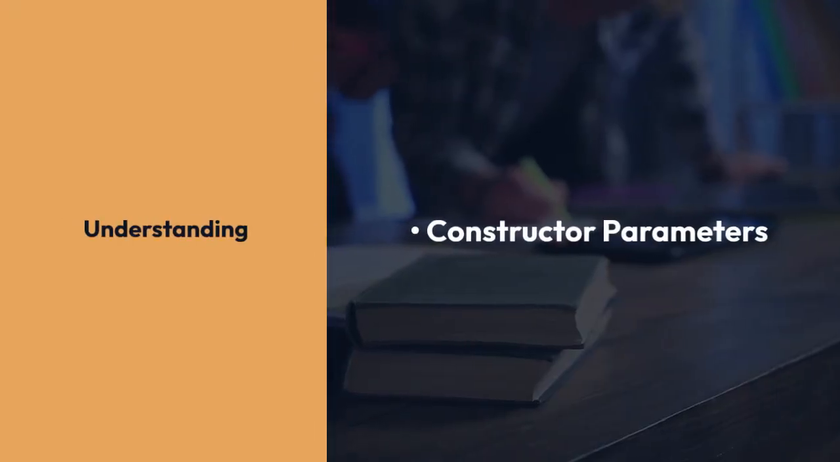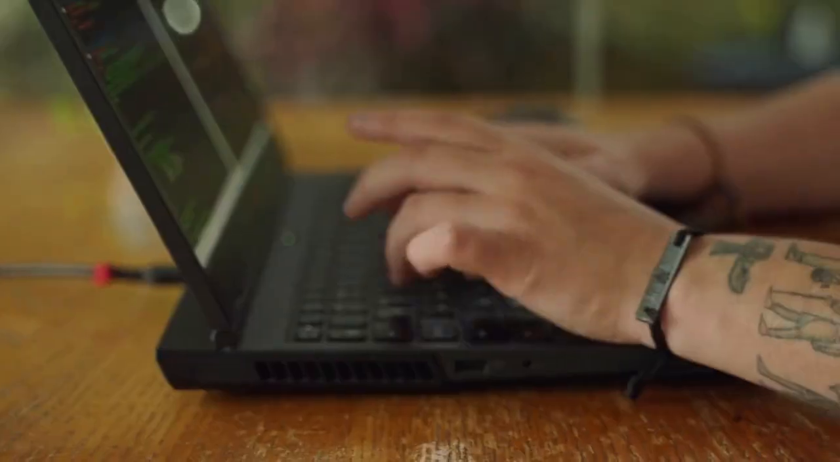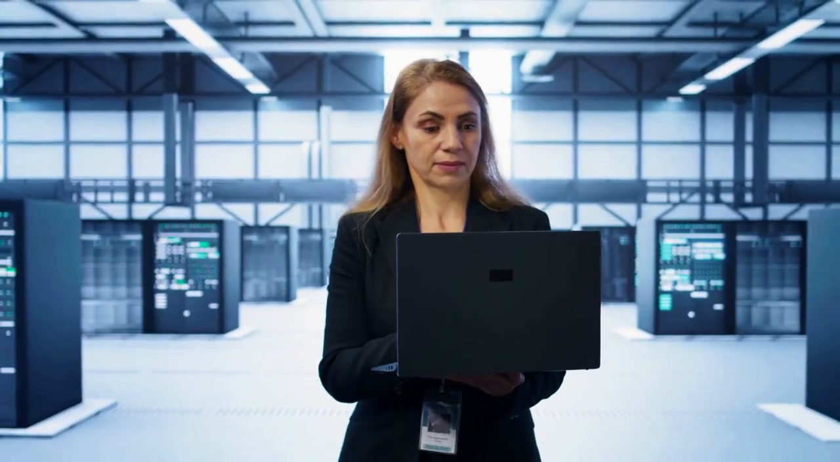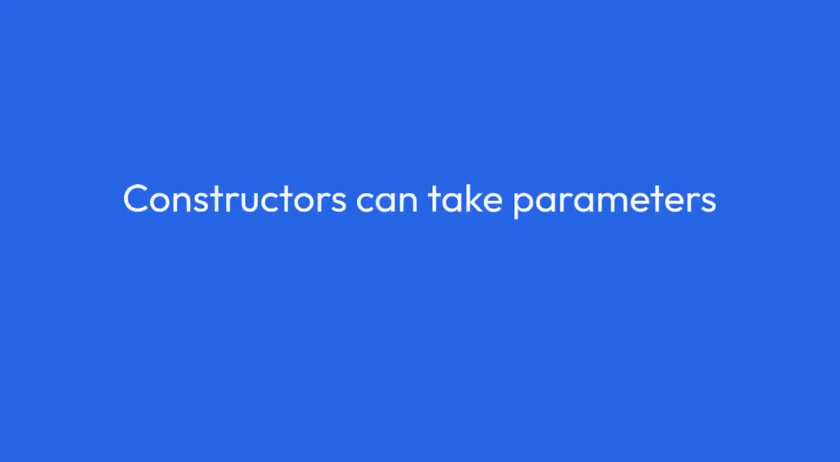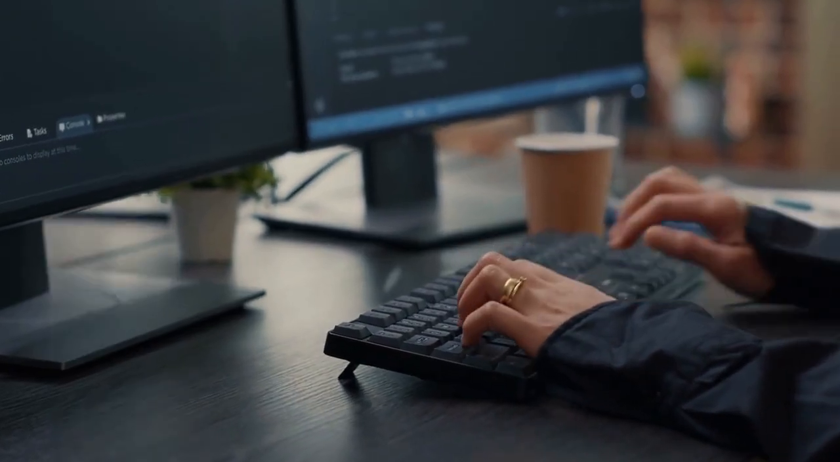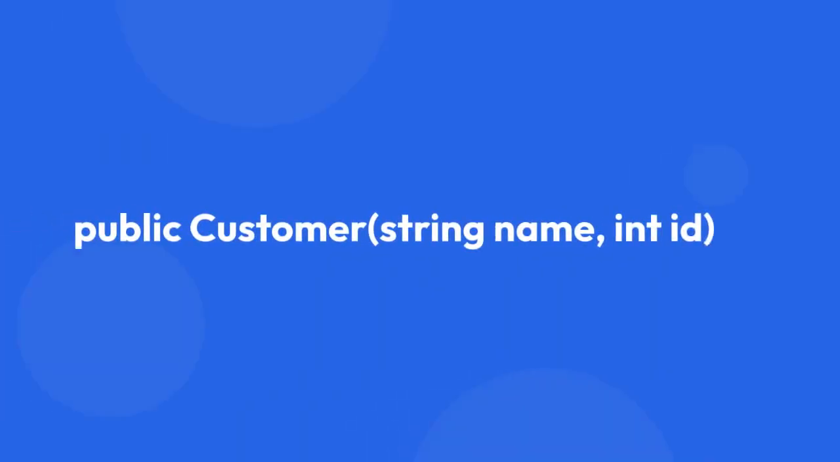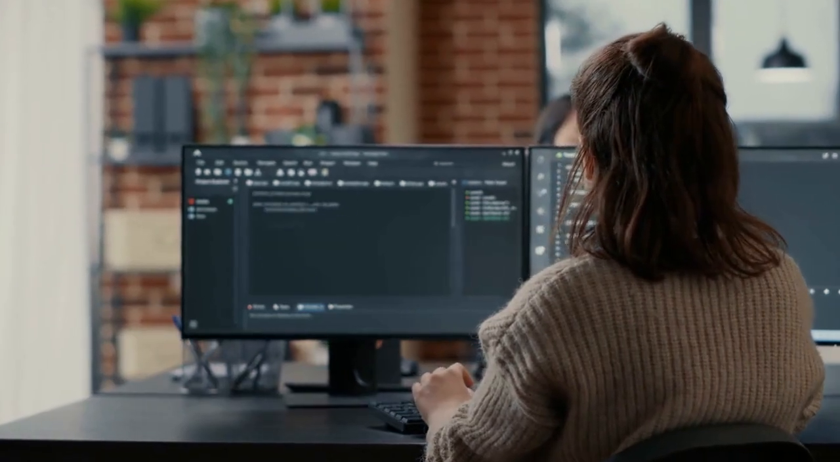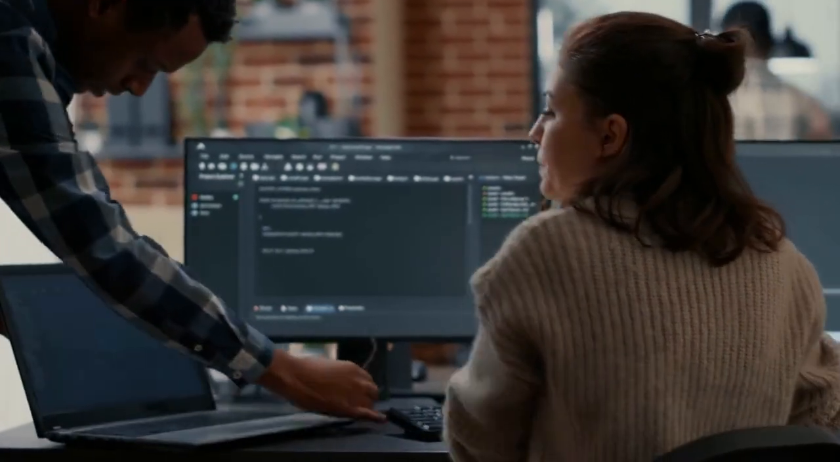1. Understanding constructor parameters. Every class has a constructor, which is a special method called when you create a new instance of that class. Constructors can take parameters, pieces of data the object needs to be properly initialized. For example, a Customer class might have a constructor that takes a name and an ID: public Customer(string name, int ID). When you create a Customer, you must provide a name and an ID.